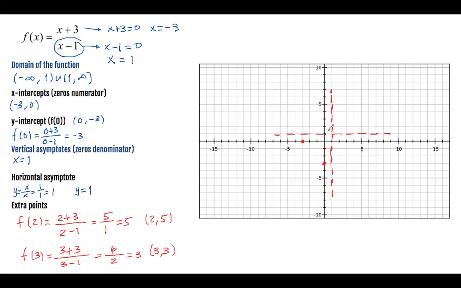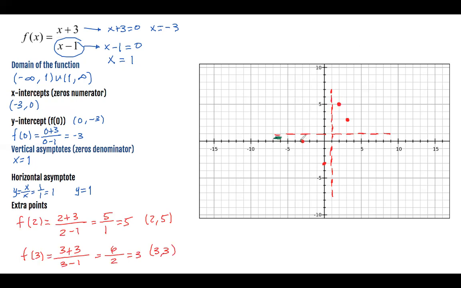So we're going to plot those coordinates, 2, 5 up here, and 3, 3. Now we have enough information. If we want to have a more accurate graph, we can use several more points, but for now we can just settle for at least 2 on each side.